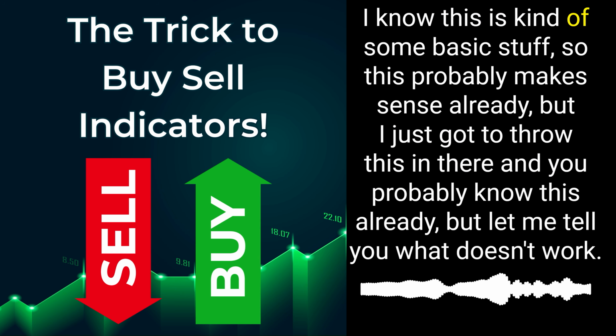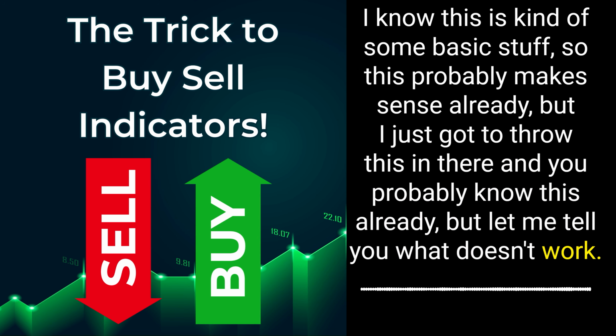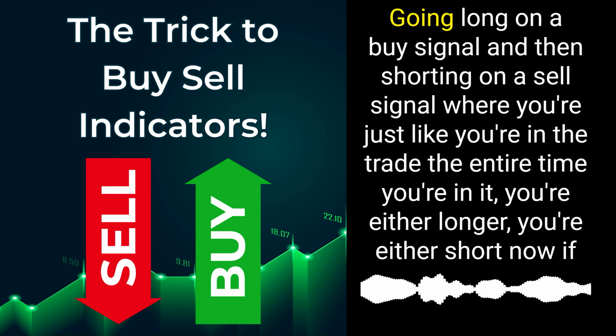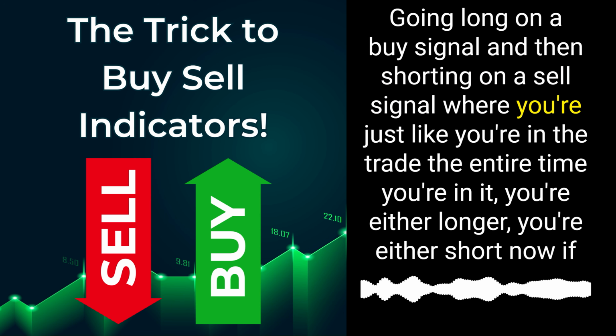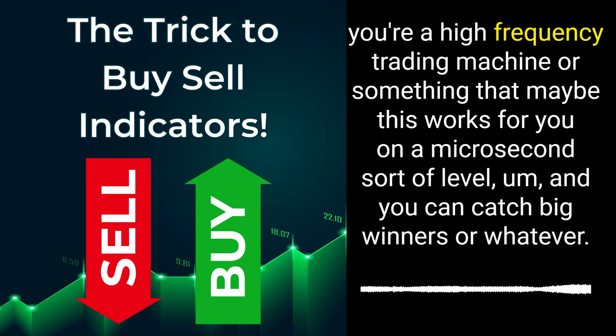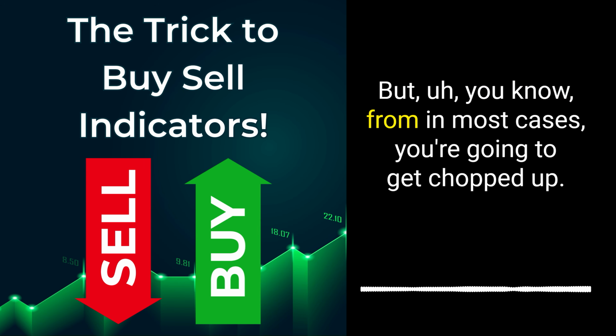And I know this is kind of basic stuff, so this probably makes sense already, but I just got to throw this in there. You probably know this already, but let me tell you what doesn't work. What doesn't work is going long on a buy signal and then shorting on a sell signal, where you're in the trade the entire time. You're either long or short. Now, if you're a high frequency trading machine or something, maybe this works for you on a microsecond level, and you can catch big winners. But in most cases, you're going to get chopped up.